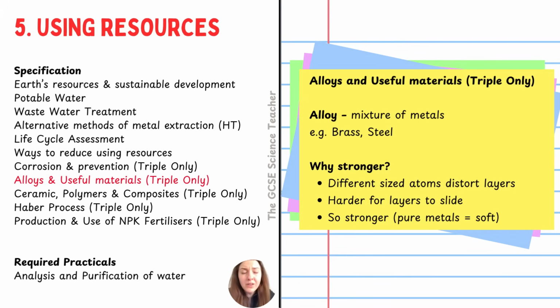So the reason alloys are used is because they have a mixture of properties. You should be able to understand that these alloys are used because they have different size atoms that distort the layers. It's harder for those layers to slide across one another, so they're often stronger as opposed to other pure metals that are just soft. So that's kind of why we use alloys. You might be expected to suggest a reason or a use for each of these alloys.